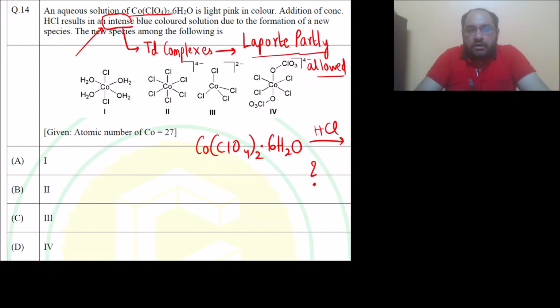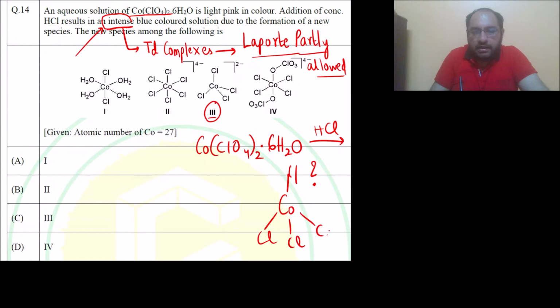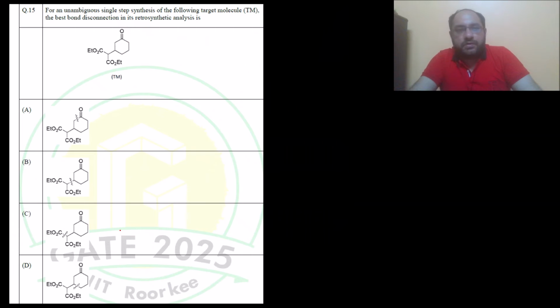Okay, so which is the tetrahedral complex? You can see that it is option 3. So the final answer here is [CoCl4]2-, with four chlorides and overall charge 2 minus. So the correct answer is option C. Okay, now let us see the next question.